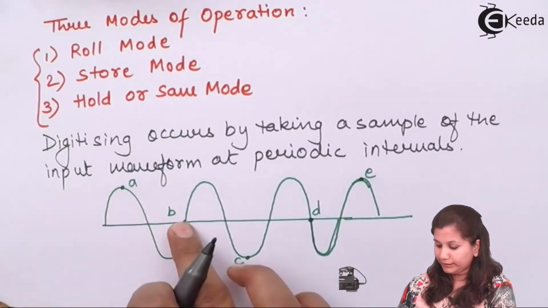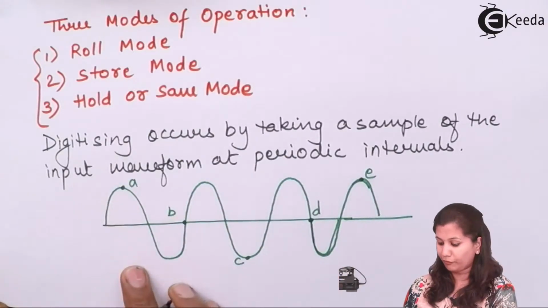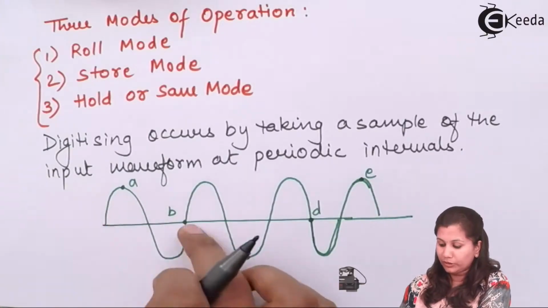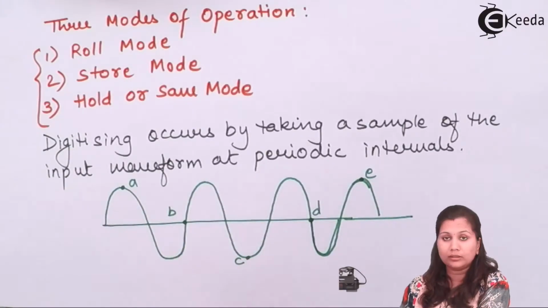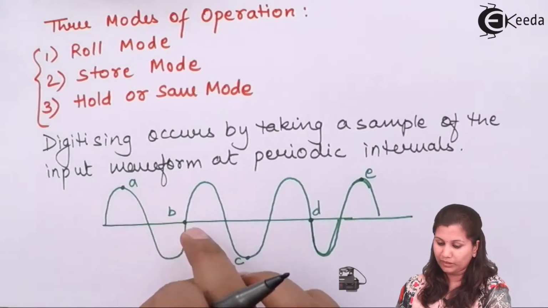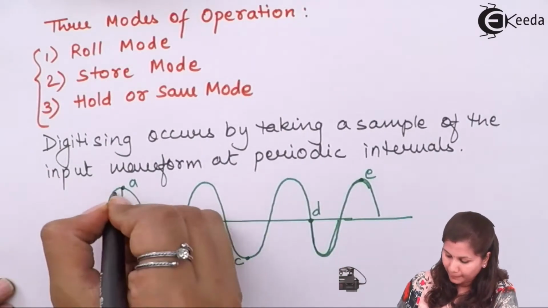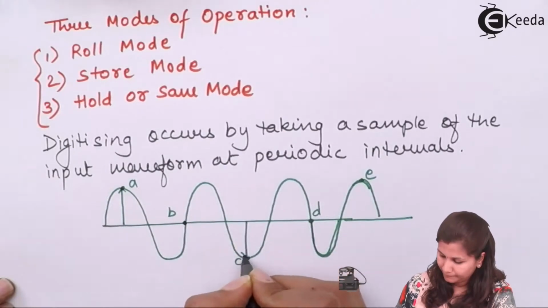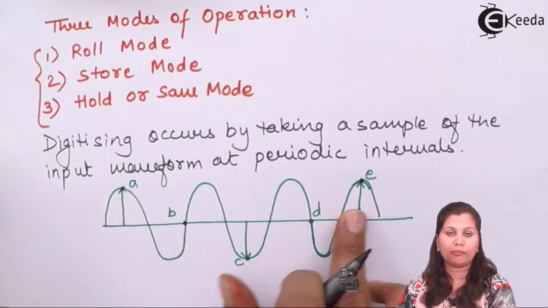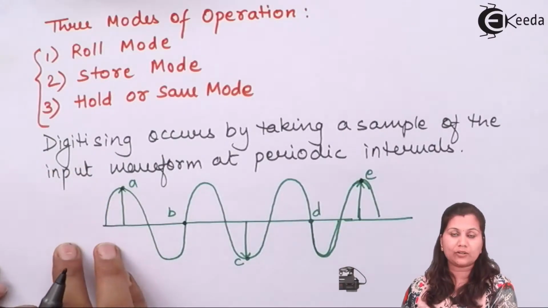So at periodic time intervals, when half of the time cycle is completed, we take the samples of the signal. Now at these instances, when we are taking the samples of the signal, these values are the digital form of that signal.